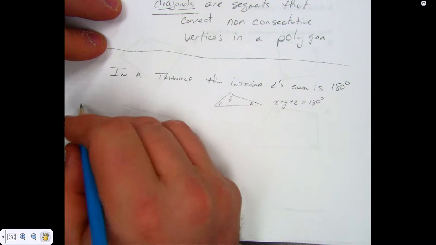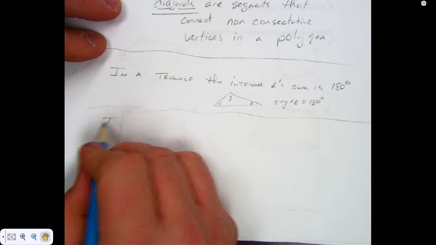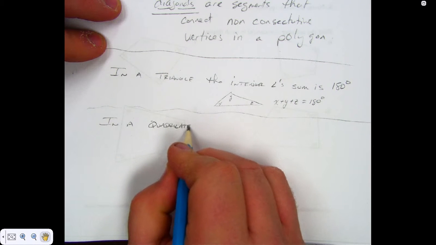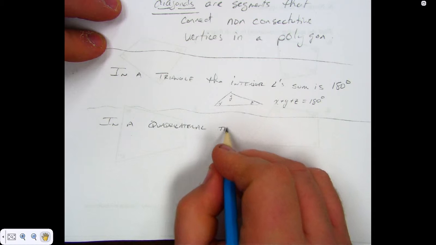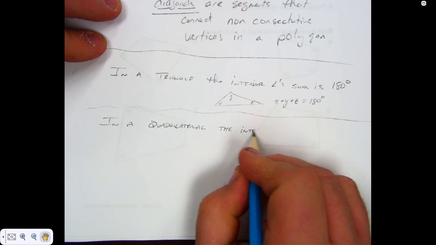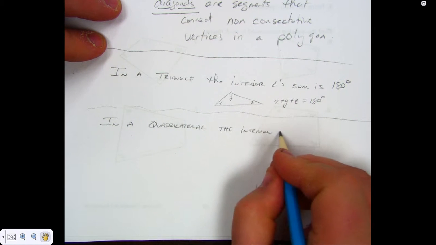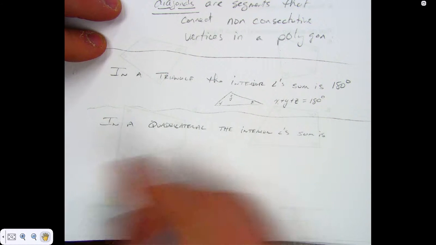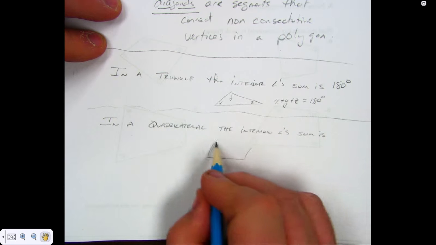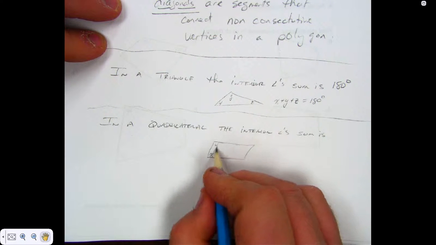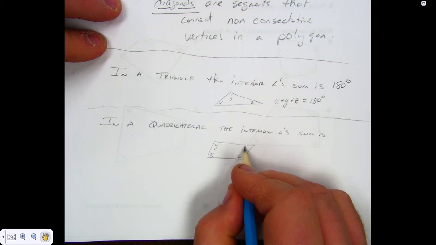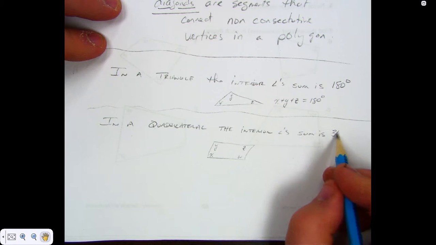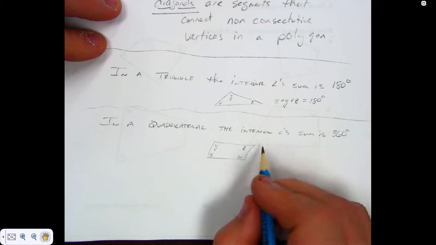Everybody agrees with that, correct? In a quadrilateral, the interior angles sum is, what do you think? 360. Turns out they add to 360 degrees.